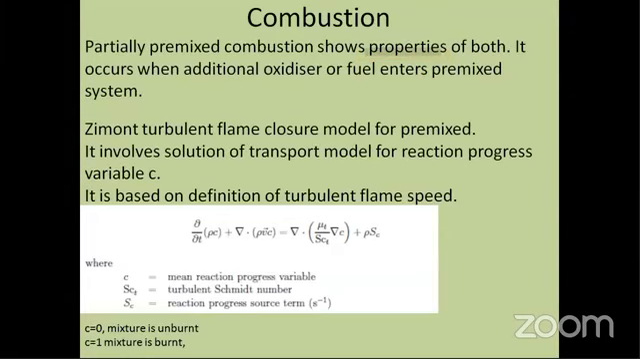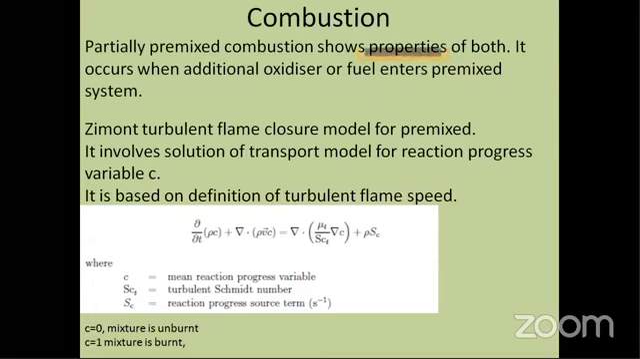Partially premix combustion shows the properties of both. It occurs when additional oxidizer or fuel enters the premix system. So the G-equation turbulent flame closure model for premix fuel is used. It involves the solution of a transport model for the reaction progress variable C.